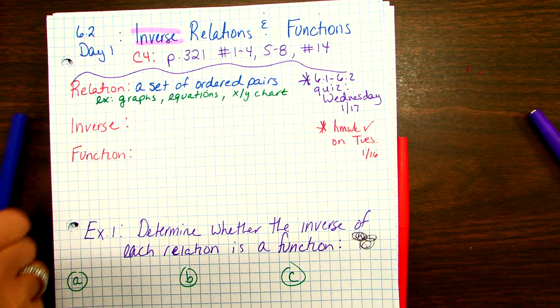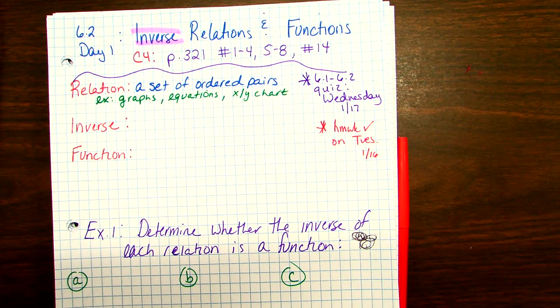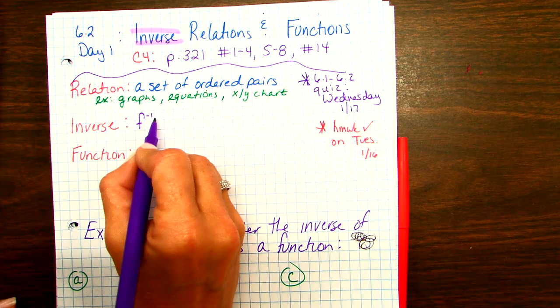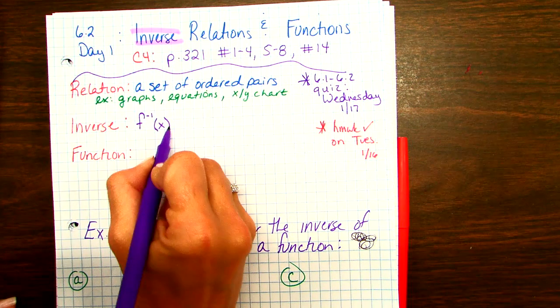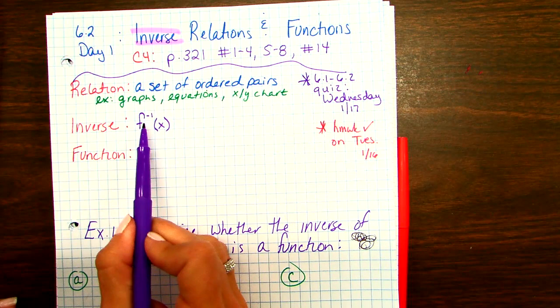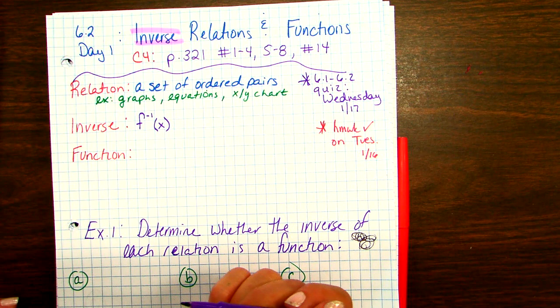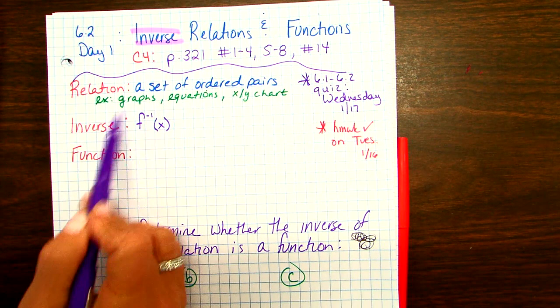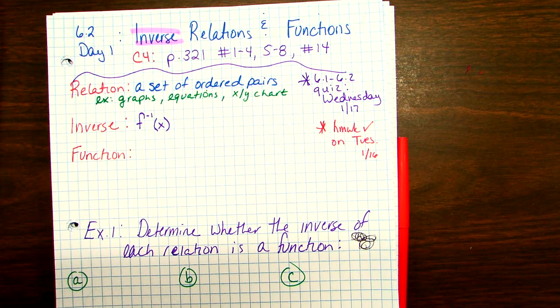Now there's a symbol for inverse. Let's write that first. So like if we have f of x, we put this little exponent of a -1 there, and that just means inverse of f. It could be inverse of g or inverse of h. We can have different letters, f of x, g of x. The inverse is this symbol. Okay, so that's the symbol.